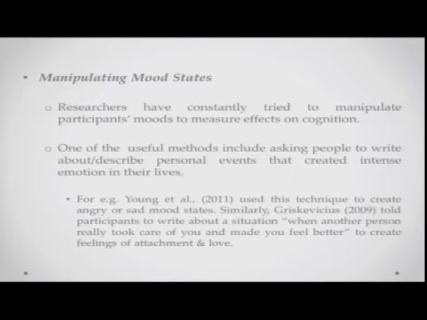So let us talk a little about the techniques, the methods using which people manipulate mood states. Researchers have constantly tried to manipulate participants' mood states to measure their effect on cognition. One useful method is asking people to write about or describe personal events that created intense emotions at some point in time. Young and colleagues in 2011, rather recently, used this technique to create angry or sad mood states. They asked participants to write about things that had made them angry, or sad, in the past.